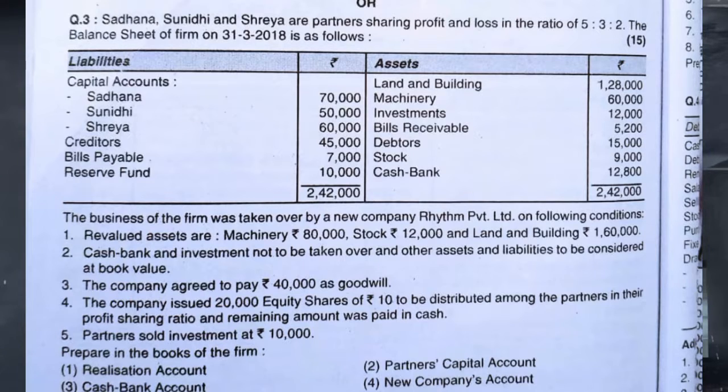By looking at the given information, we will come to know that in this case we have to use the net asset method. Why the net asset method? Why not the lump sum method or the payment method? Because in this case, revalued assets and revalued liabilities are given. Whenever revalued liabilities and assets are given, we have to follow the NAM, the net asset method. So let's start the solution by preparing the PC first. Question number 4 was asked in March 2019.